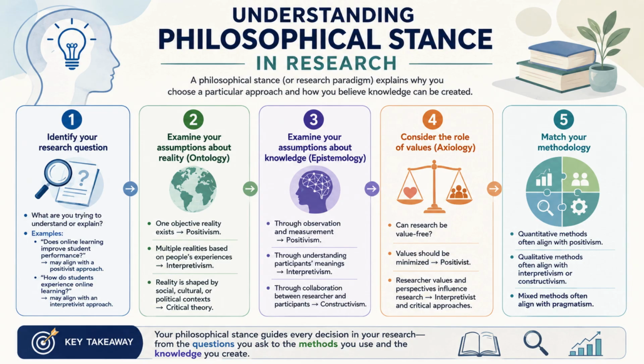2. Examine your assumptions about reality, ontology. Ask, what do I believe about reality? One objective reality exists: positivism. Multiple realities based on people's experiences: interpretivism. Reality is shaped by social, cultural, or political contexts: critical theory.